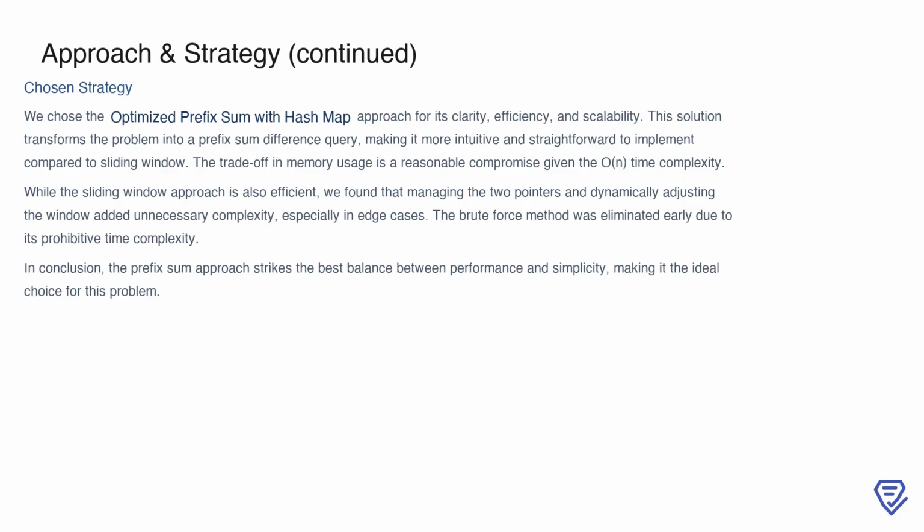While the sliding window approach is also efficient, it introduces unnecessary complexity with the dynamic adjustment of two pointers and is more prone to errors in corner cases. The brute force method, on the other hand, was dismissed early due to its prohibitive time complexity. In summary, the prefix sum solution strikes the right balance between simplicity and performance, making it the most suitable approach for counting nice subarrays with exactly k odd numbers.